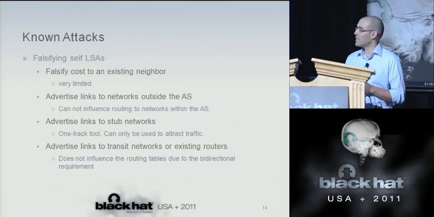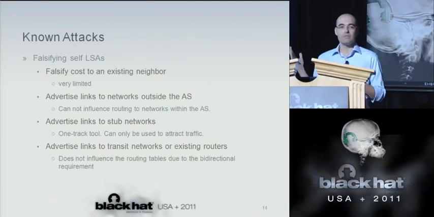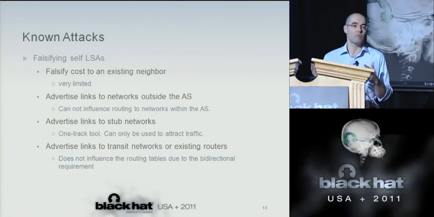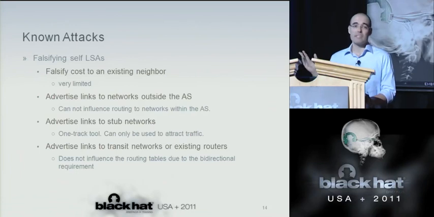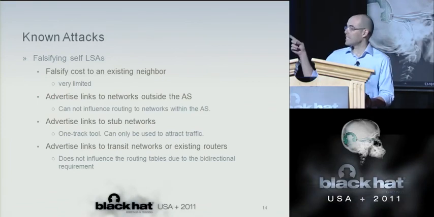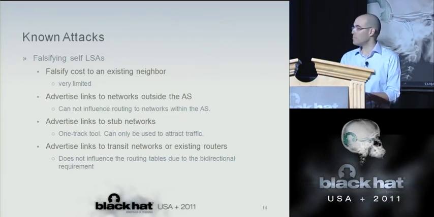Another variant of the attack is to advertise non-existing links to transit networks or existing routers. A transit network is a non-stub network, meaning more than one router is connected to it. This variant of the attack doesn't even influence the routing tables because of the bidirectional requirement. The existing router or the designated router of the transit network will never advertise a link back to the attacker. So actually the requirement is not met, and the routing table calculation is not influenced whatsoever.